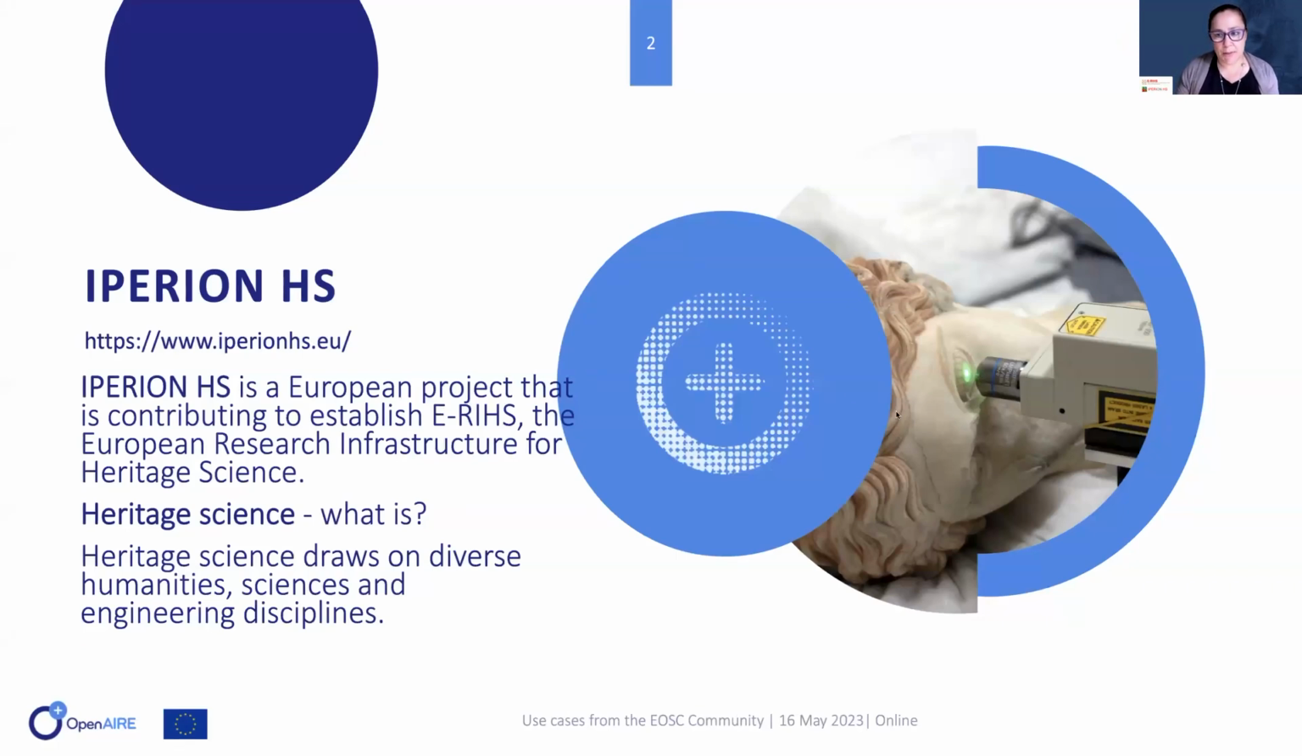Just as an introduction, EGI-ACE NHS is a European project that is contributing to establish ERIC, the European research infrastructure for heritage science. Heritage science is an interdisciplinary domain of scientific study of cultural and natural tangible heritage. Heritage science draws on different humanities, sciences, and engineering disciplines. So our community is really interdisciplinary.